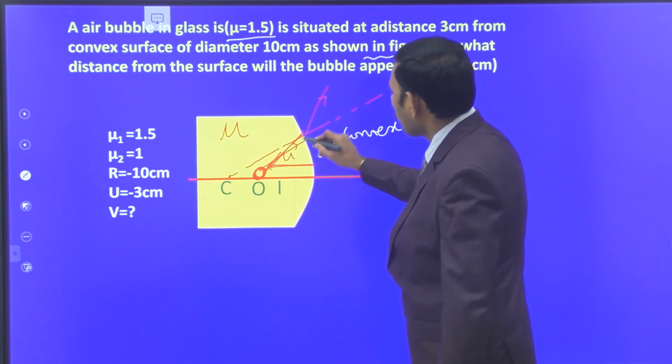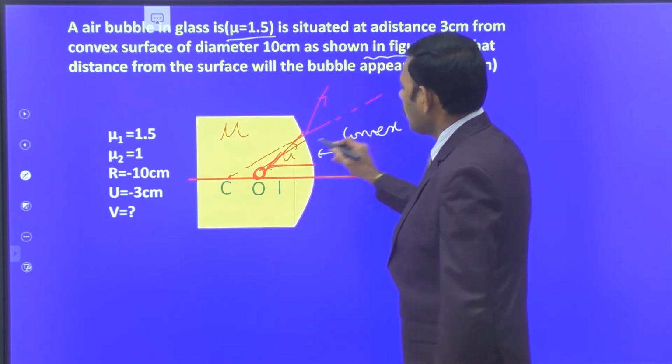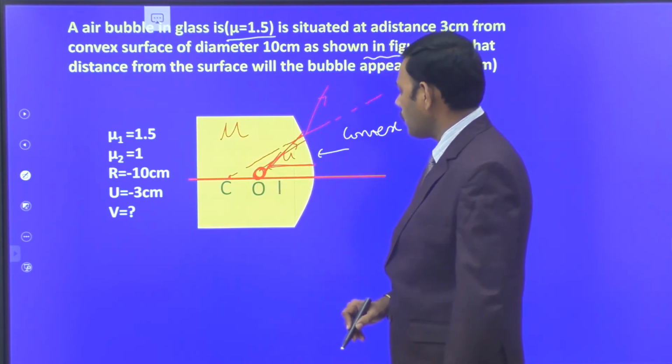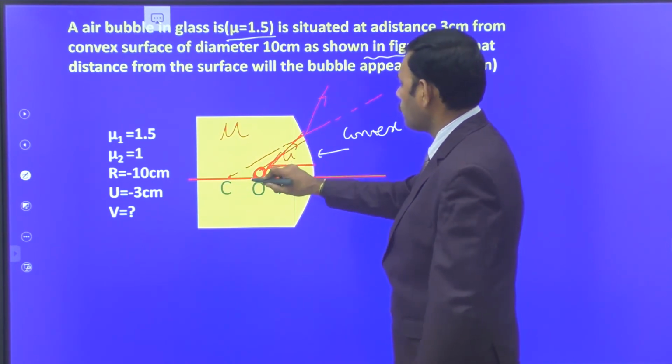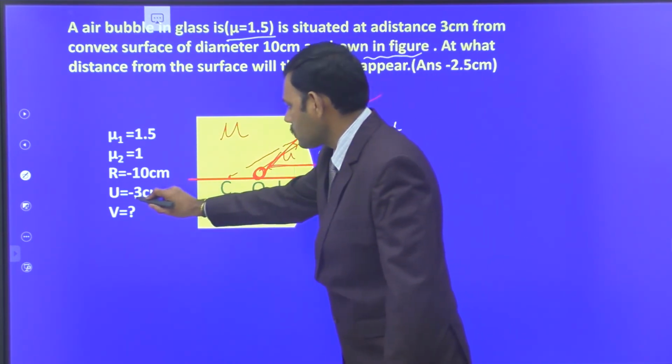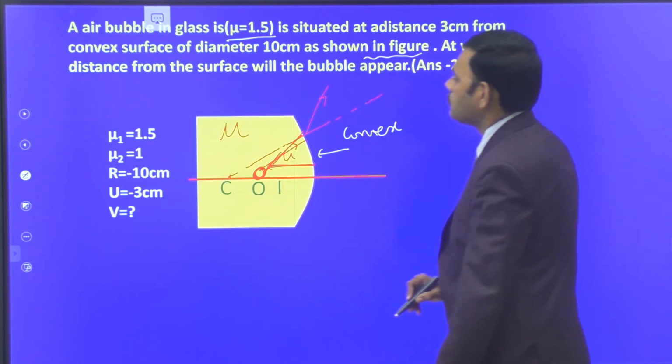So here, this is the direction of the light ray. The object is opposite to the direction of the light ray. The object is kept opposite to the direction of the light ray. Hence, minus 3 centimeters is the object distance.